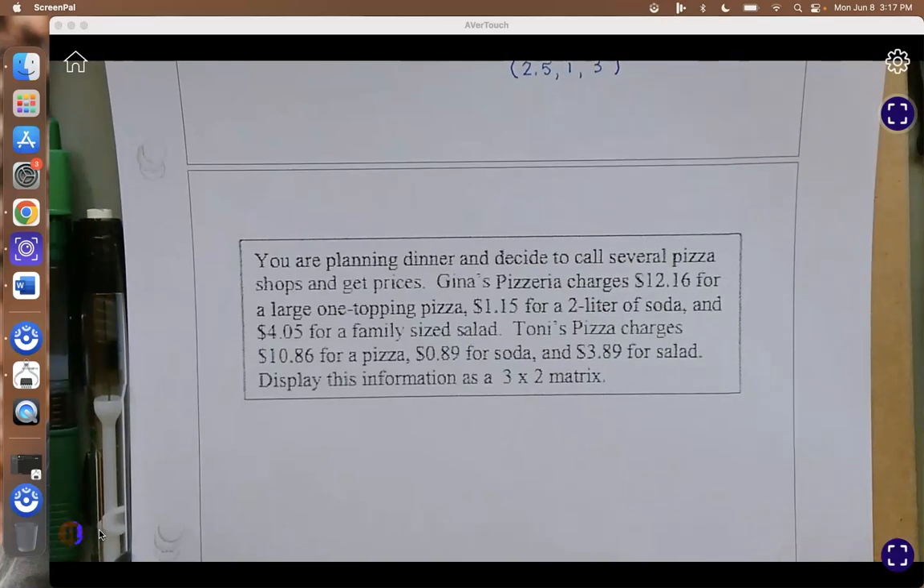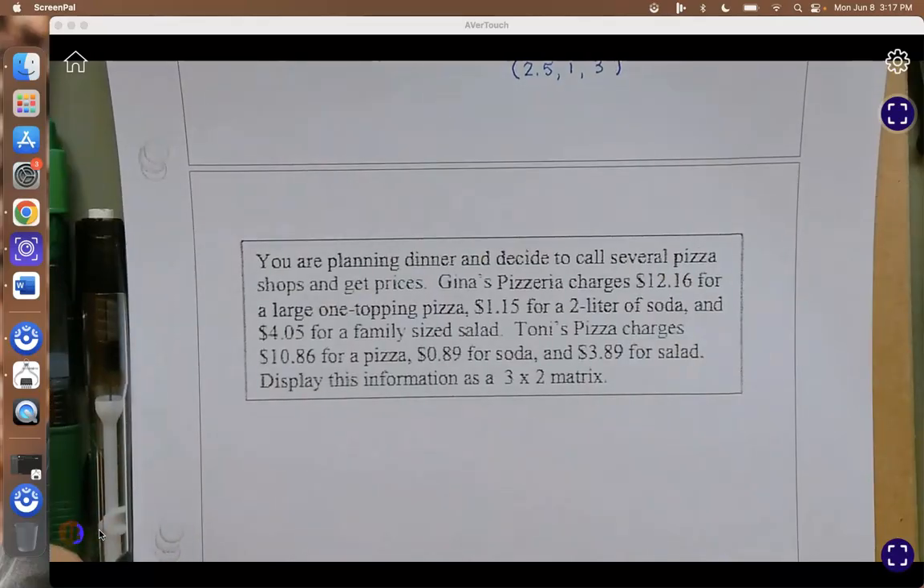Moving on. You're planning dinner and decide to call several pizza shops and get prices. Gina's Pizzeria charges $12.16 for a large one-topping pizza, $1.15 for a 2-liter of soda, and $4.05 for a family-size salad. Tony's Pizza charges $10.86 for a pizza, 89 cents for soda, and $3.89 for salad. Display this information as a 3x2 matrix.